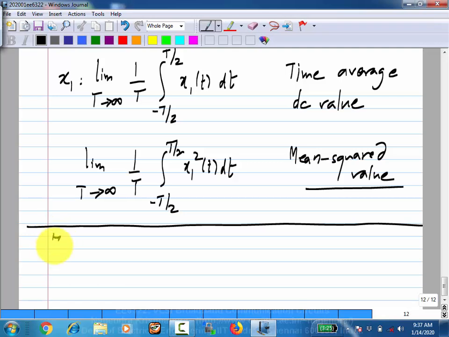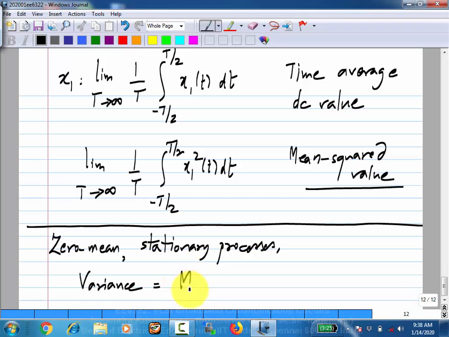Now again, a lot of times we will be dealing with zero mean, stationary processes. And it also happens that in these cases the time average, the DC value, will be 0, and the mean value is also 0, and the variance will be the same as the mean squared value and so on.